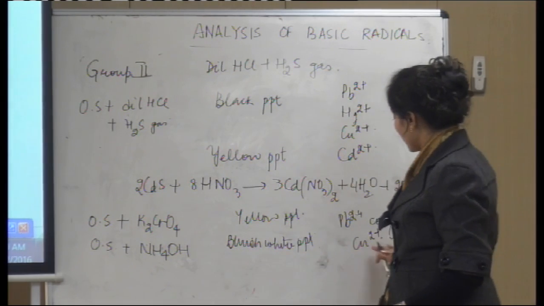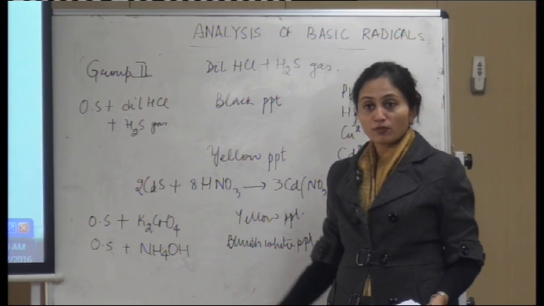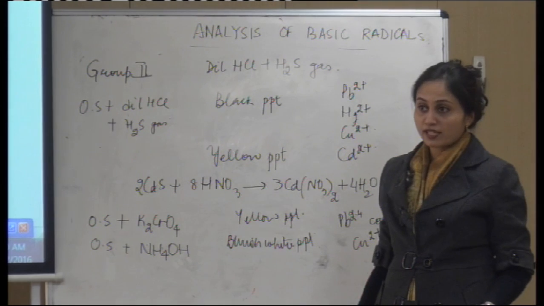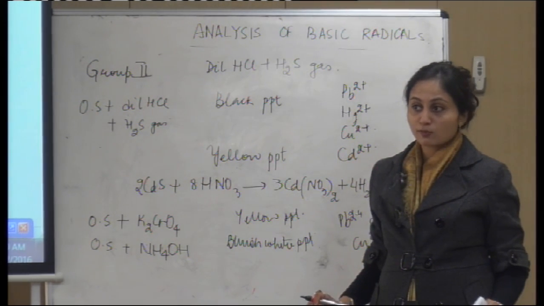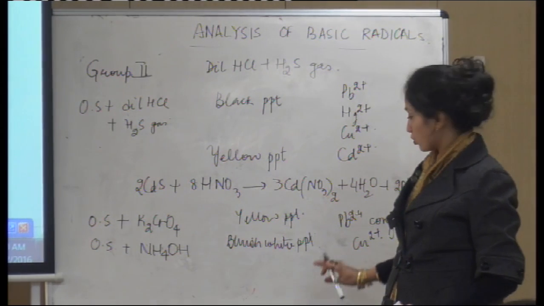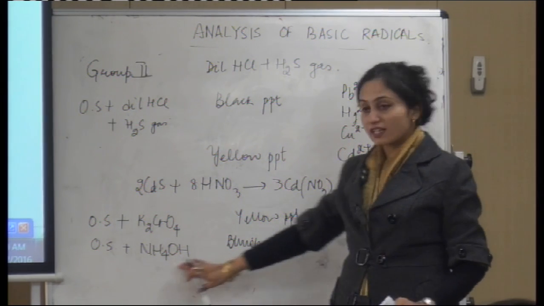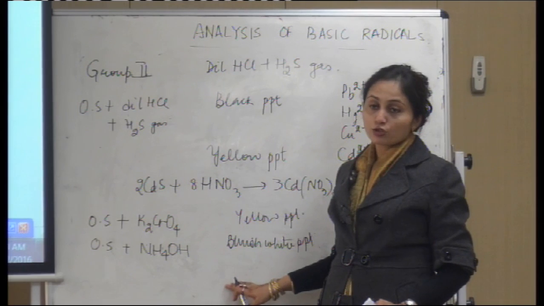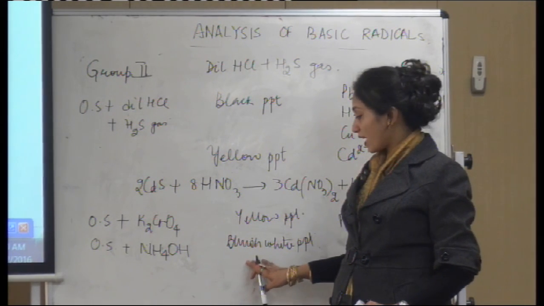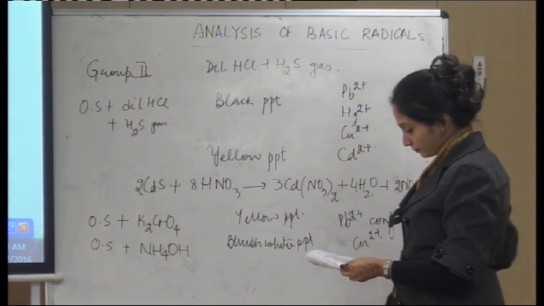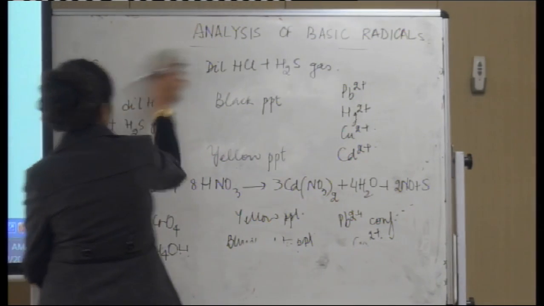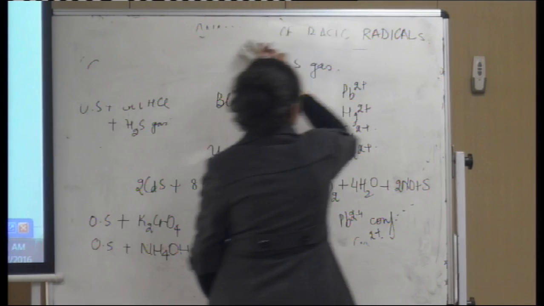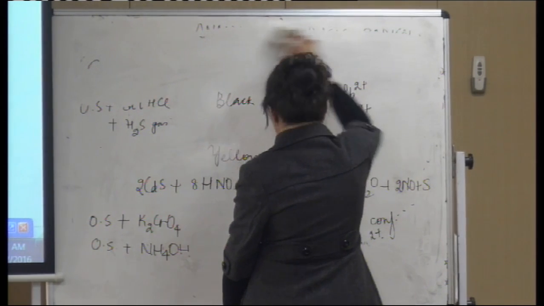So it will be your cation combining with OH to form the precipitate, so it will be Cu(OH)2. Do not ever carry any tricks for noting down the reactions, please remember. You can just do it on your own also. So you have Cu2+ plus NH4OH, that will give you Cu(OH)2, and your copper hydroxide is bluish white in color.